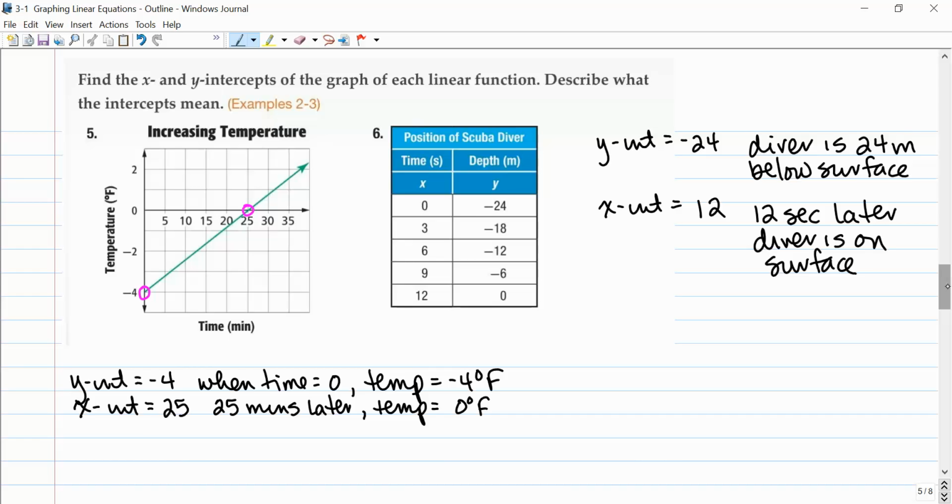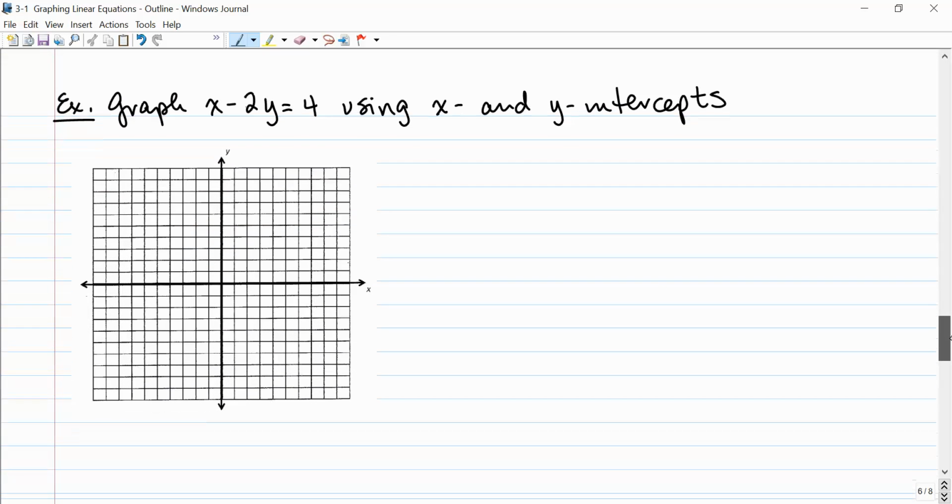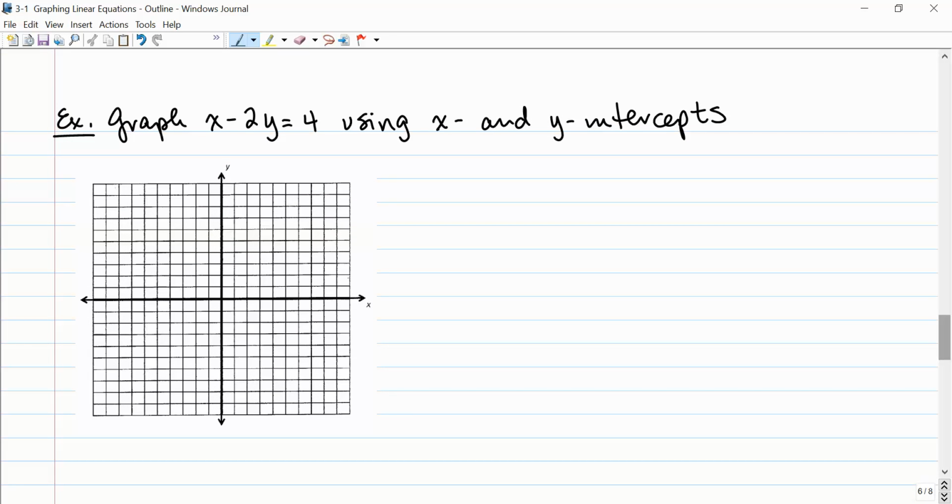Okay, let's take a look at an example where we can use the x and y intercept to help graph a line. So here we have the equation x minus 2y equals 4, and we need to graph it using x and y intercepts. So I'm going to start by graphing my x-intercept, and to find my x-intercept, I'm going to let y equal 0. Because remember, at every x-intercept, y equals 0.